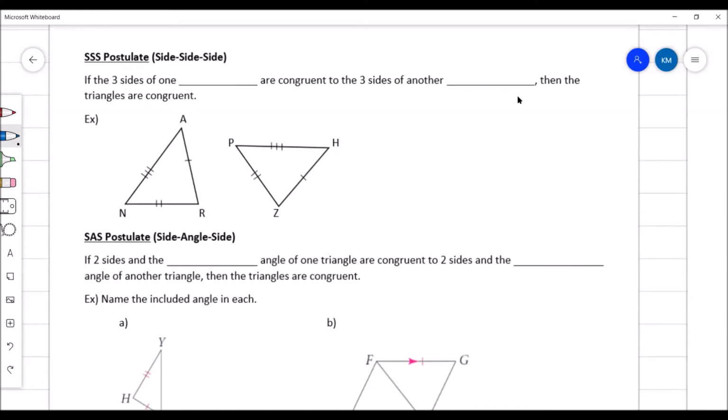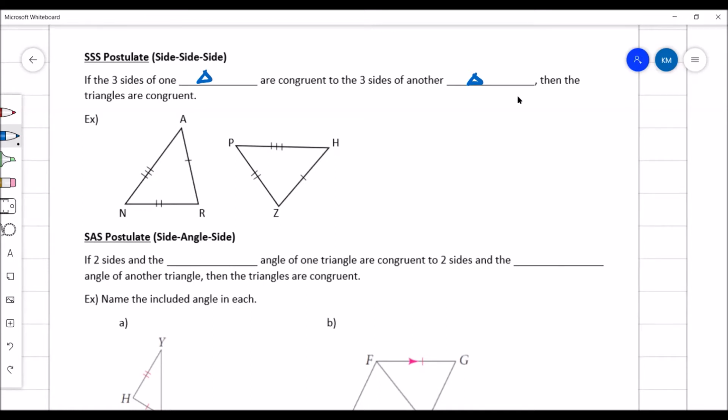Okay, the side, side, side postulate says if 3 sides of one triangle are congruent to 3 sides of another triangle, then the triangles are congruent. And so you see an example here. Remember, it's very important to understand what the notations mean. Mark for AR, mark for HC. That means AR is congruent to HC.